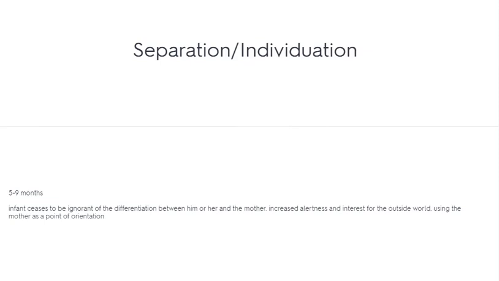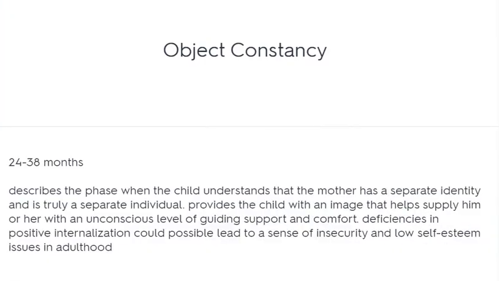Separation, individuation. 5 to 9 months, infant ceases to be ignorant of the differentiation between him or her and the mother. Increased alertness and interest for the outside world, using the mother as a point of orientation. Object constancy.